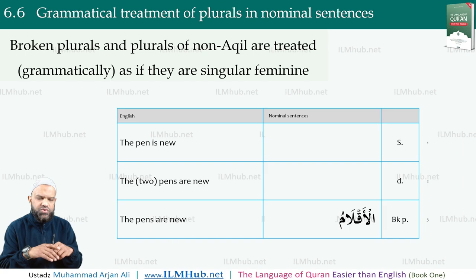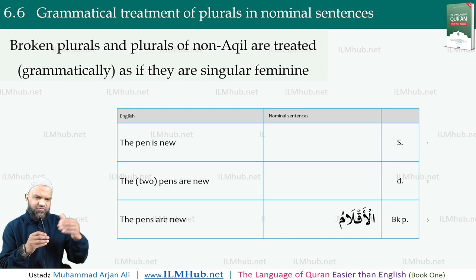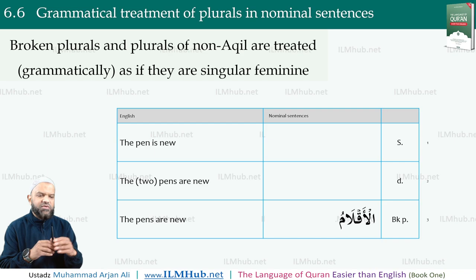The two pens are new. So I've got two pens. They're both new. So the sentence is, the two pens are new. And then I want you to say, the pens, as in three or more, are new. Okay, the word for new you should already know. So please complete the three sentences. Remember the point above, broken plurals and plurals of non-aqil are treated grammatically as if they are singular feminine.